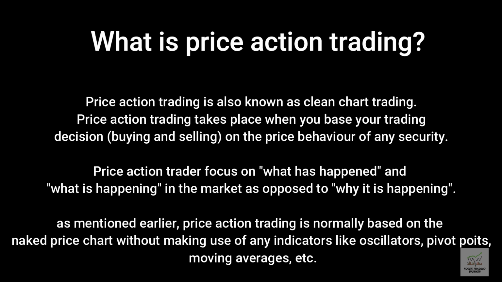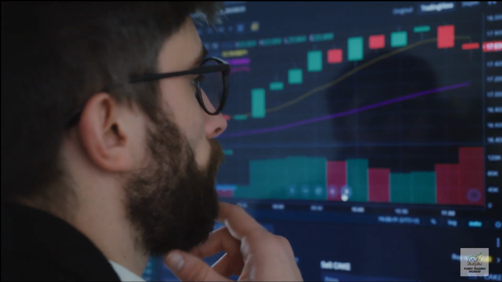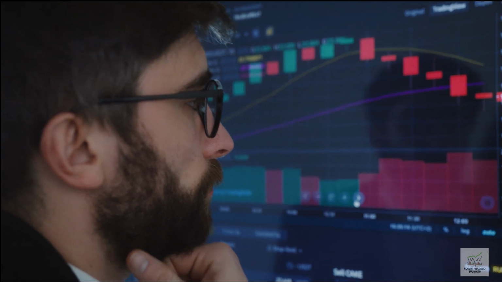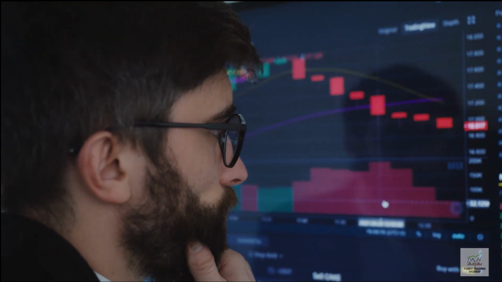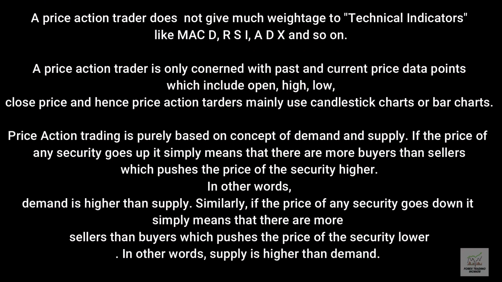As mentioned earlier, price action trading is normally based on the naked price chart without making use of any indicators like oscillators, pivot points, moving averages, etc. A price action trader does not give much weightage to technical indicators like MACD, RSI, ADX and so on. A price action trader is only concerned with past and current price data points which include open, high, low, close price, and hence price action traders mainly use candlestick charts or bar charts.